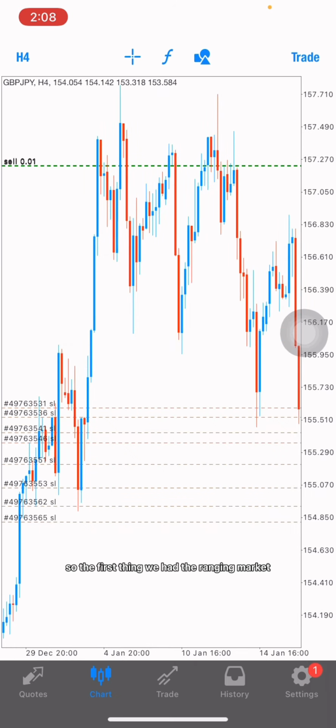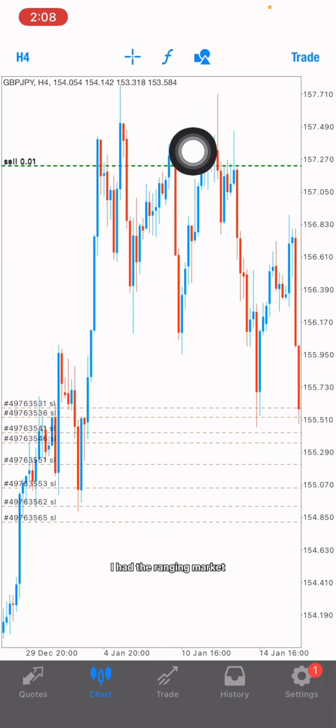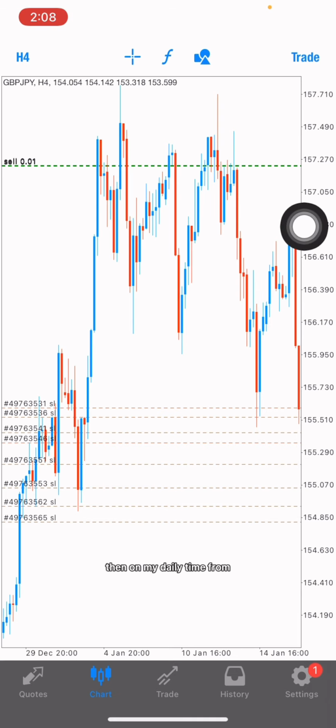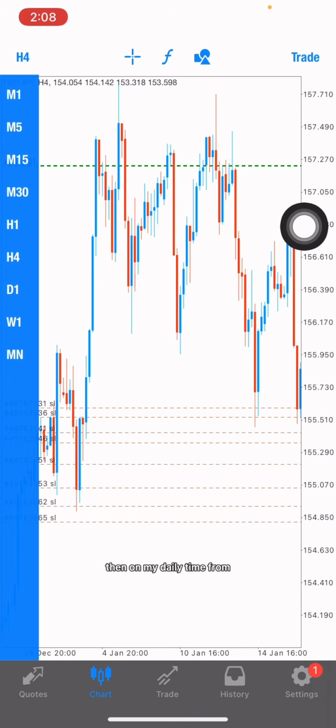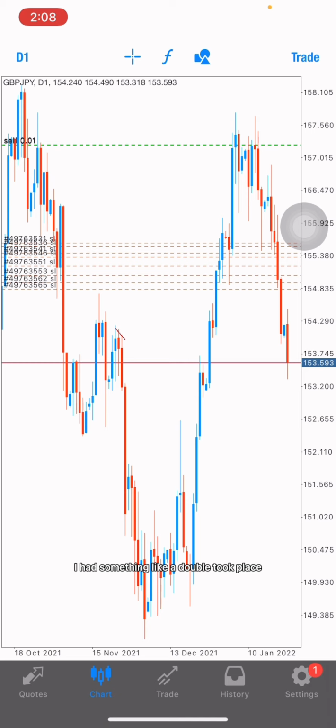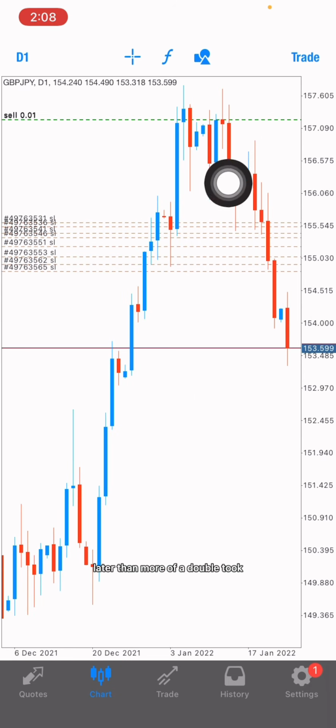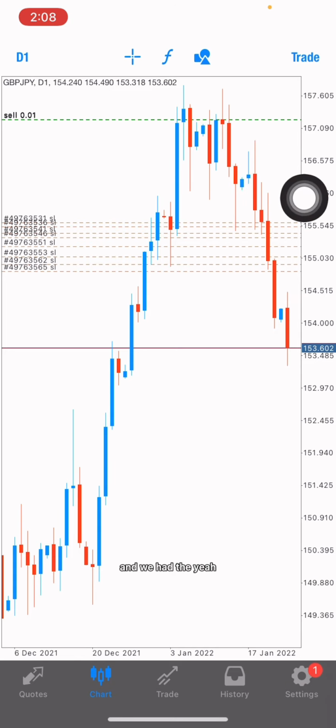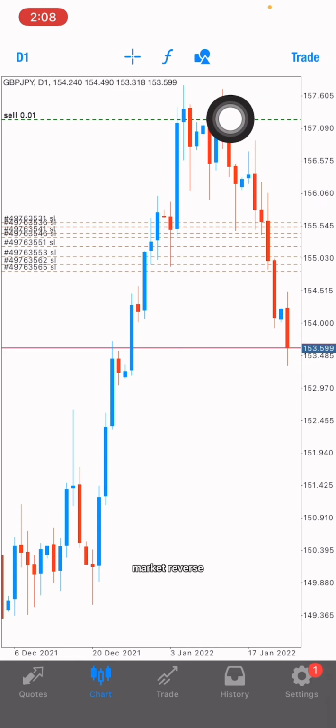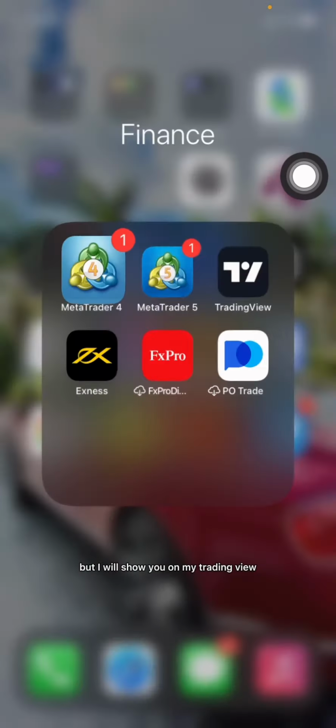The first thing, I had a ranging market, like this. Then on my daily time frame, I had something like a double top. Though it wasn't more of a double top, this was just a market reversal. And we had a market reversal. But I'll show you on my TradingView.